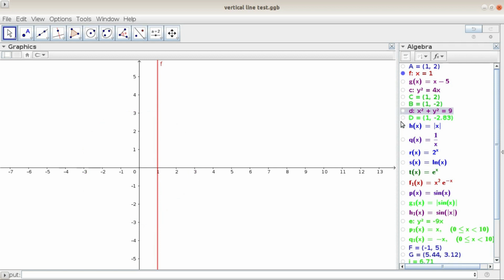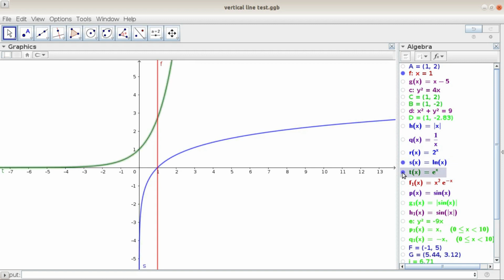Now consider the graph of mod x. The vertical line intersects at a single point. So this graph of mod x represents a function. The graph of 1 by x is also a function. Then consider 2 raised to x. The vertical line intersects at a single point. So this curve represents the graph of a function. Log x and e raised to x: log x is a function, and e raised to x is a function.